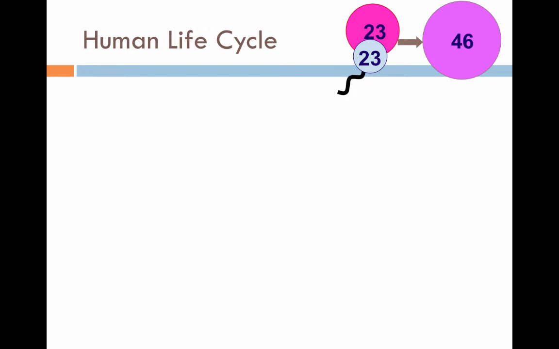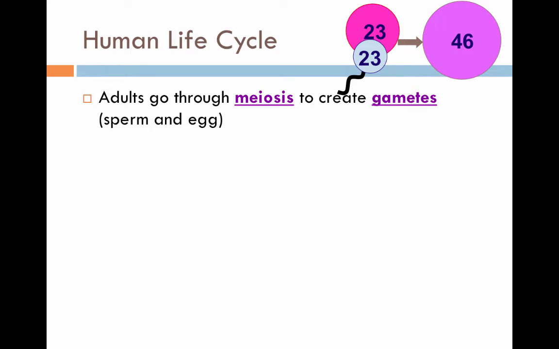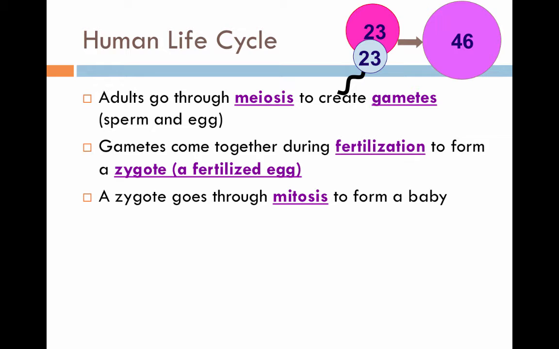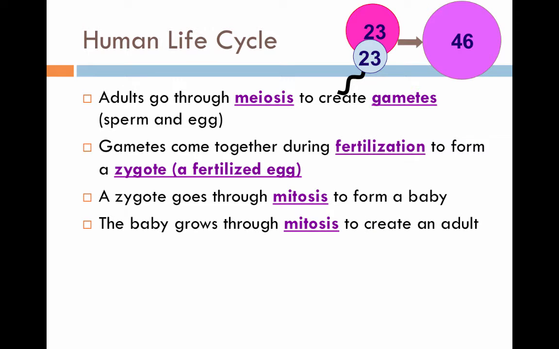Here are the specific steps I just explained. Adults go through meiosis to create gametes. Females produce eggs, males produce sperm. Gametes come together through fertilization to form a zygote, or a fertilized egg. A zygote goes through mitosis to form a baby. The baby grows up, many cell divisions, which is called mitosis, to create an adult, and the whole process happens again and again and again.